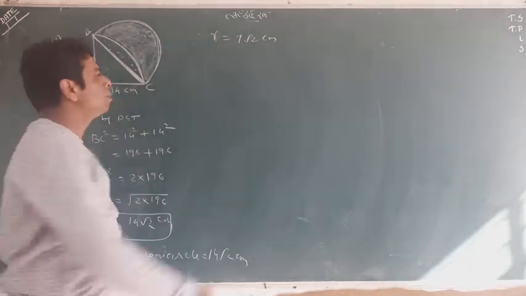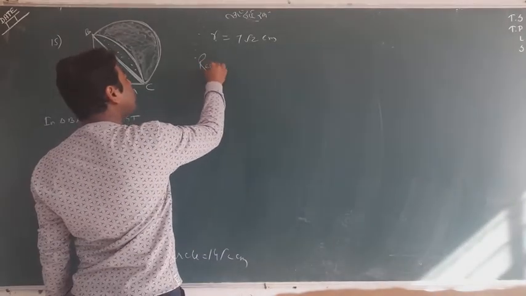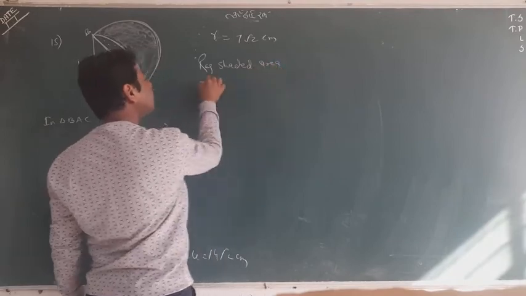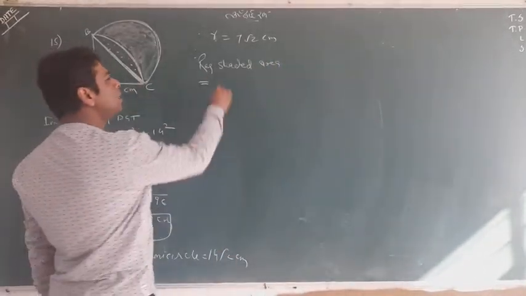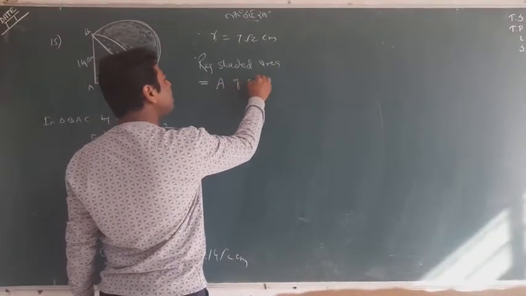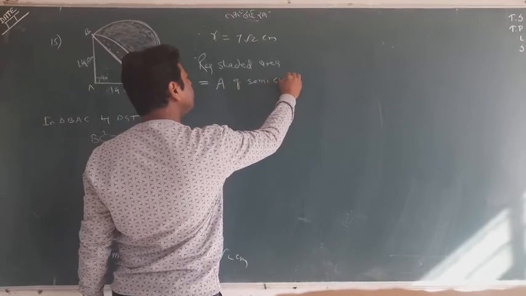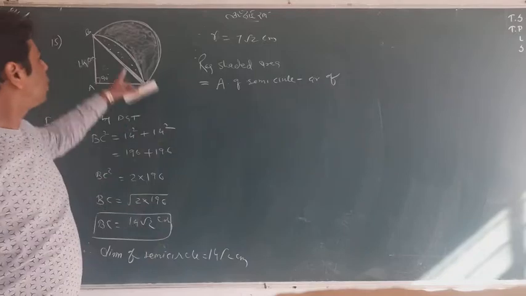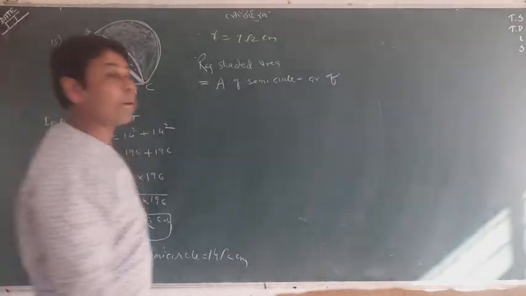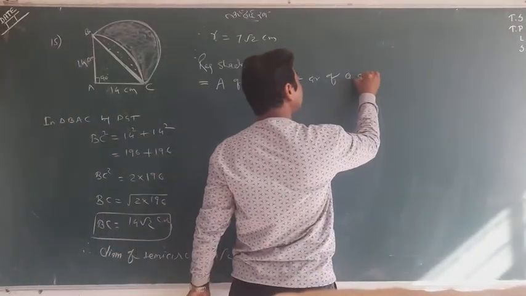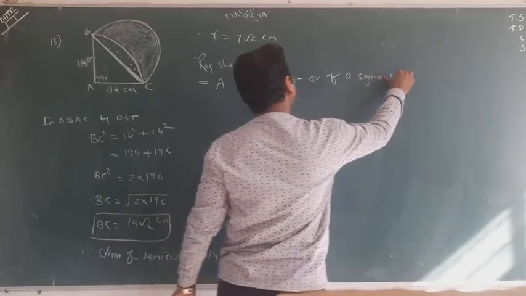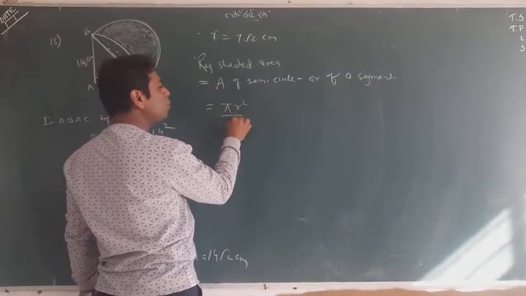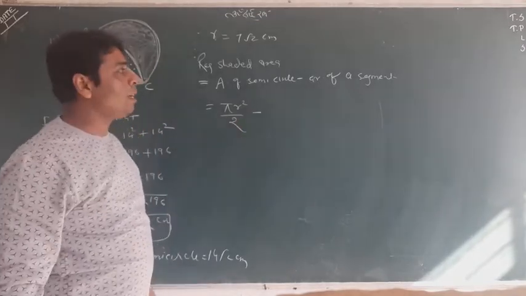Now what will we do? Directly, the required shaded area. I always prefer this method. What is the answer? Area of semicircle minus area of segment. Now use a formula. What is the area of a semicircle? Pi r square upon 2. And what is the area of the segment?